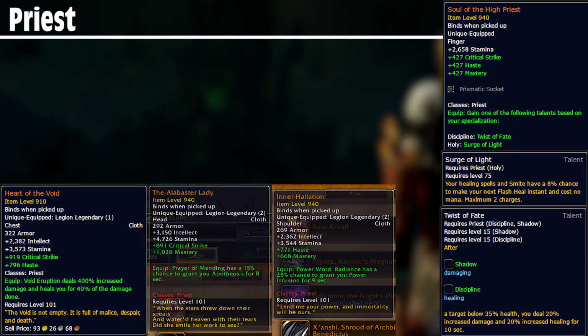They also get Inner Halation on the shoulders. It makes your Power Word: Radiance have a 25% chance to give you Power Infusion for 9 seconds. The class ring for Priest is called Soul of the High Priest. Depending on your spec, you'll either get Twist of Fate or Surge of Light.